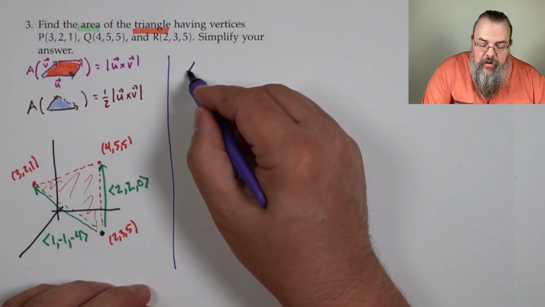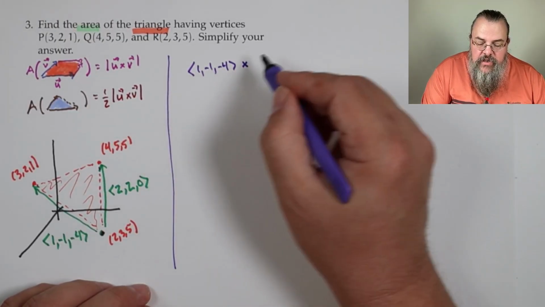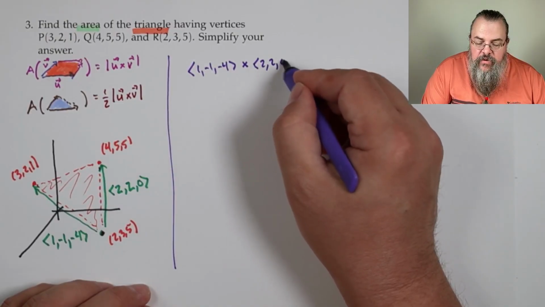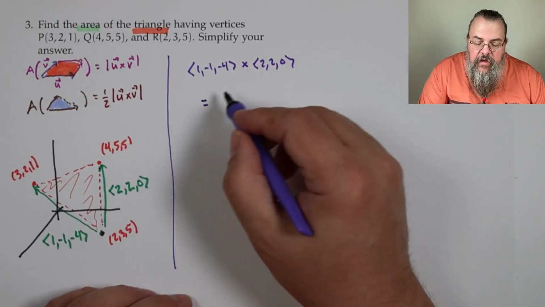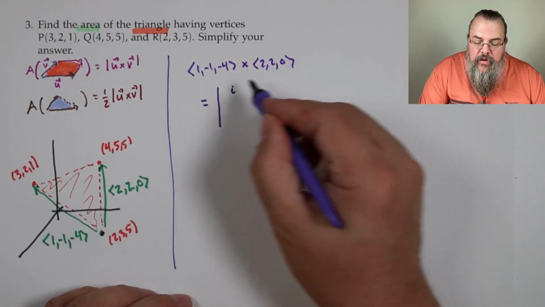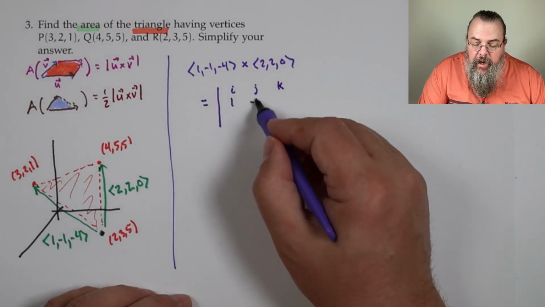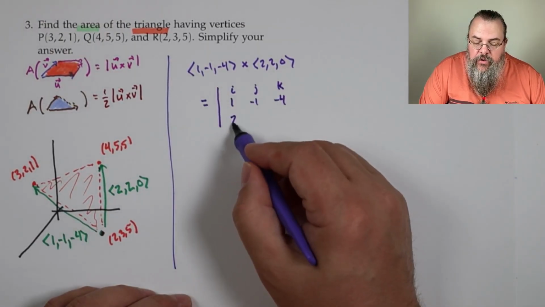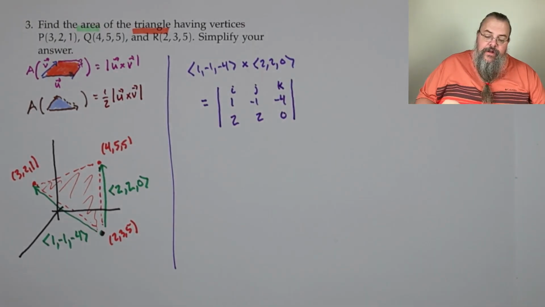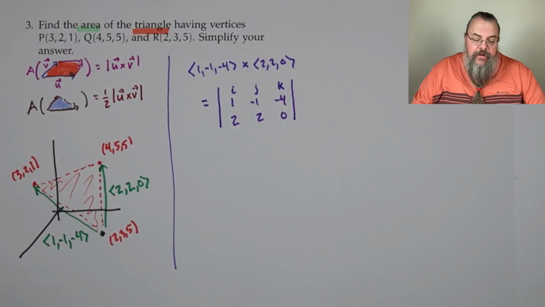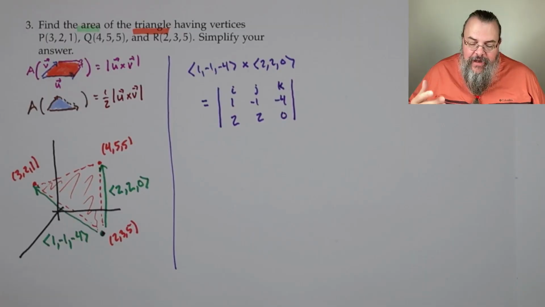All right, so we're going to take 1, -1, -4, cross 2, 2, 0. Well, that is going to be the same as finding the 3 by 3 determinant i, j, k, 1, -1, -4, 2, 2, 0. And we start doing our diagonals. We have 2 sets of diagonals, right? We have the diagonals going down and diagonals going up. That's what I like to think of them as.